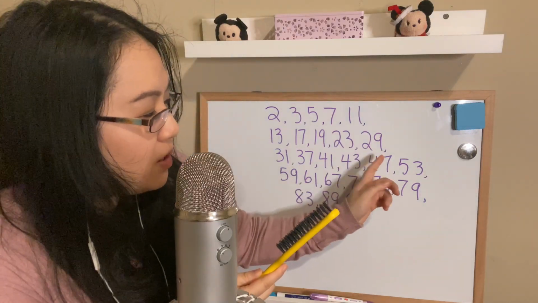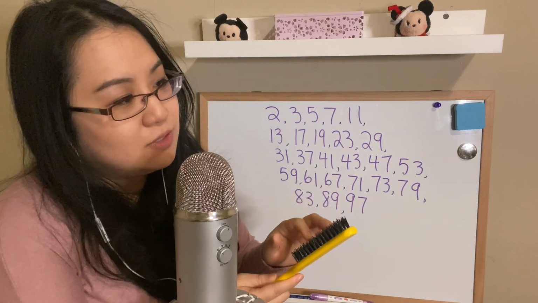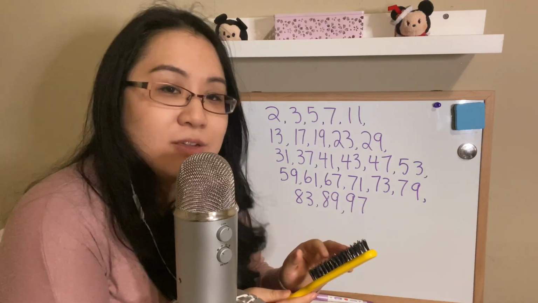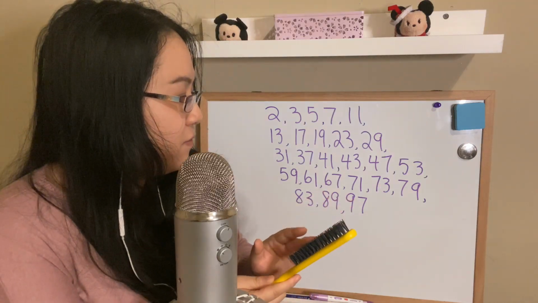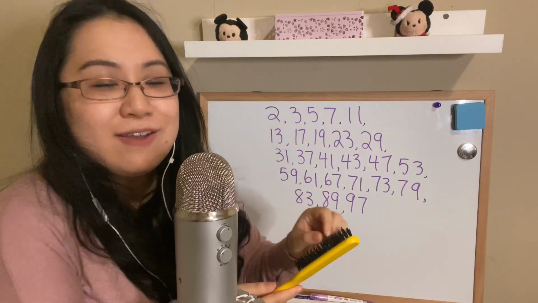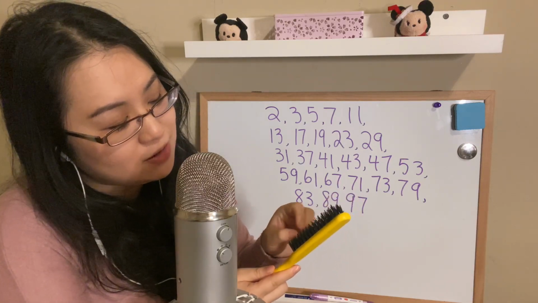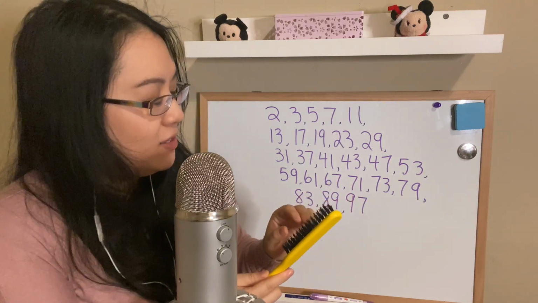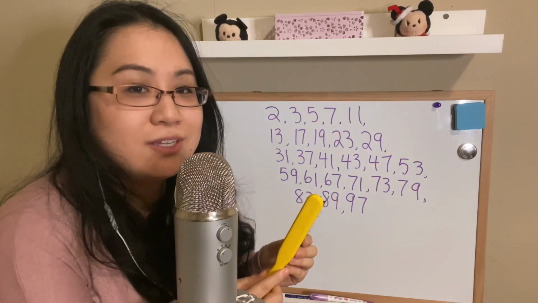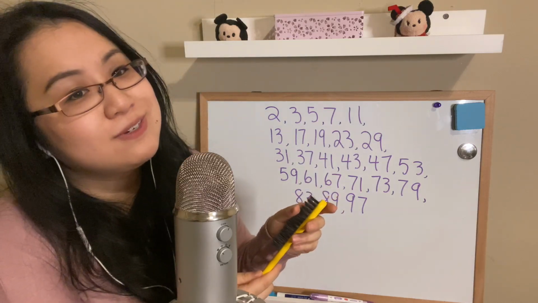47 is prime. 48 is, let's see, about 3 times 16. So 2 to the power of 4 times 3 is 48. 49 is 7 squared. 50 is 2 times 25, which is 5 squared. So 2 times 5 squared is 50. So we're halfway there. And that's halfway there to 100.